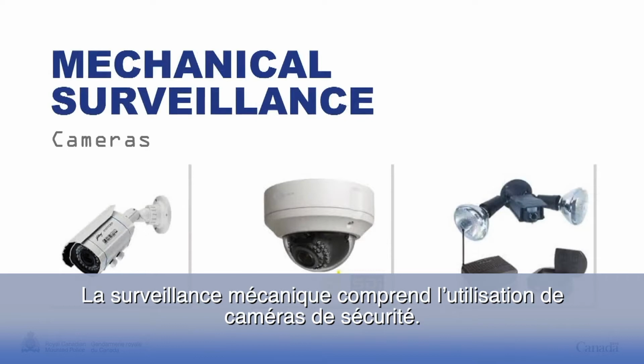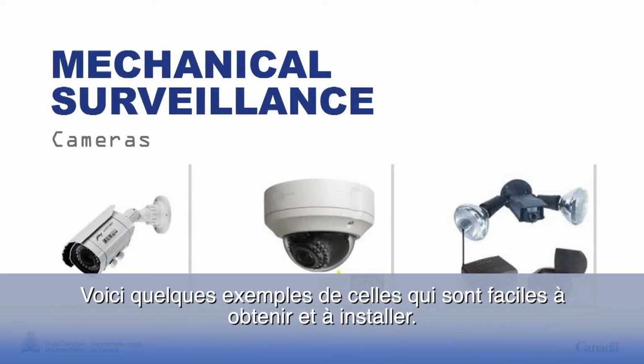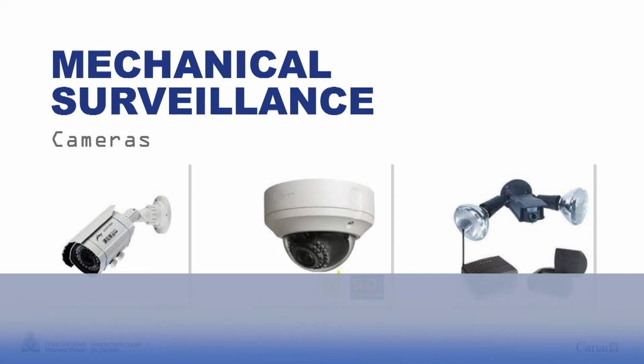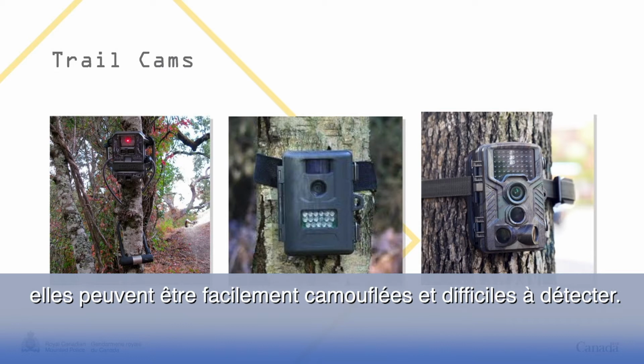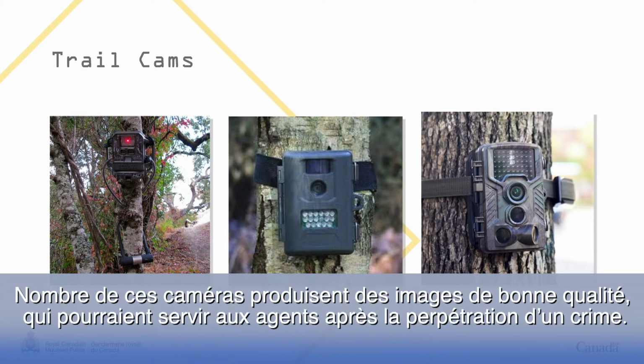Mechanical surveillance involves the use of security cameras. These are a few examples of the ones that are easily obtained and easily mountable. Another option is trail cams. These are quite popular on rural properties to install right by your fence or gate, or to have on your property. They can be easily camouflaged and hard to detect. A lot of them do render good pictures and good quality for the officers if need be after a crime is committed.